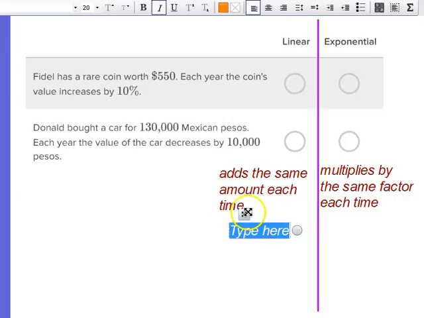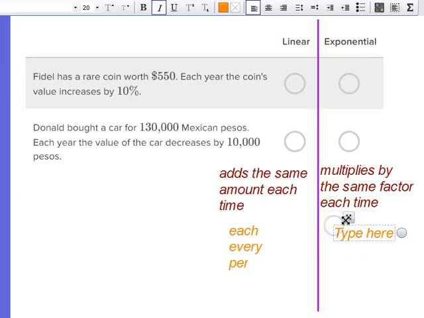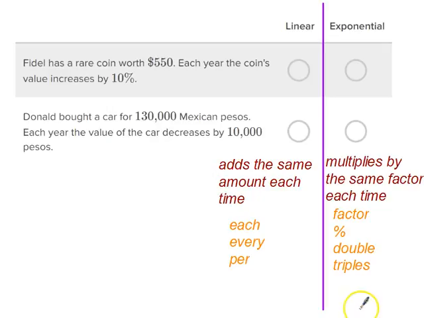However, you can also look for keywords. The keywords for linear are each, every, and per. And the keywords for exponential would be things that mean multiply, like factor, percent, doubles, triples, and so on. Anything that means multiply is exponential.